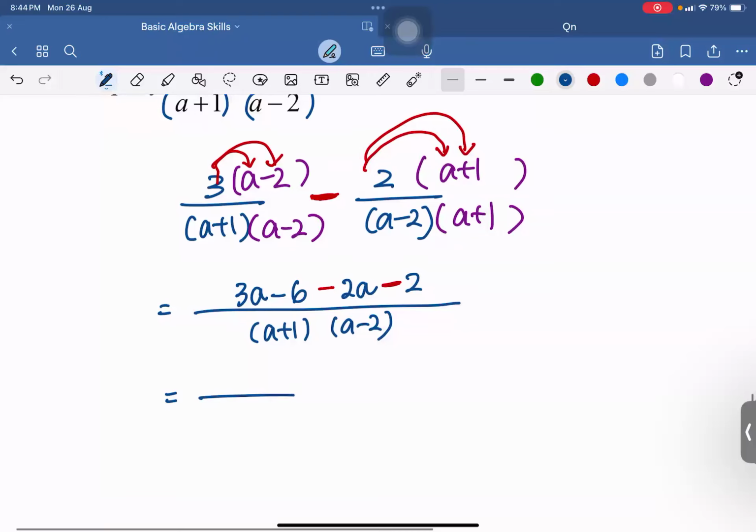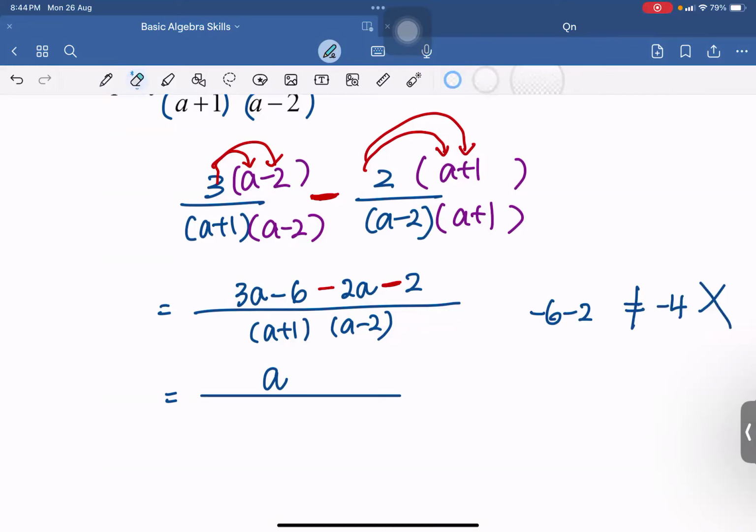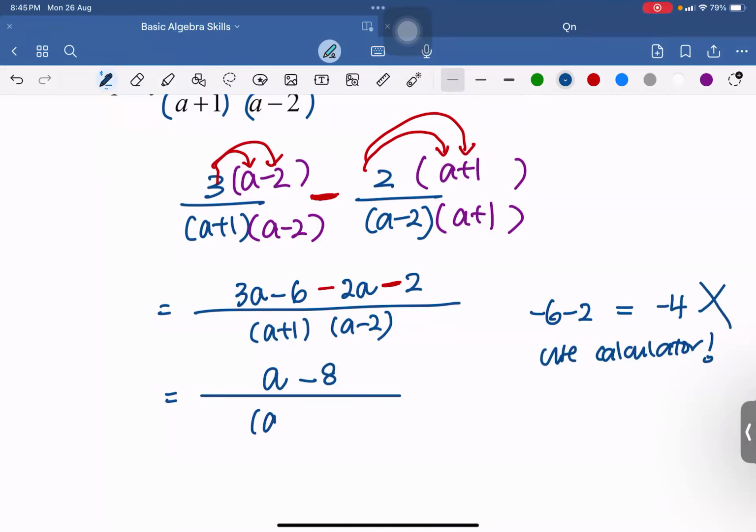Then we combine our numerator. 3a minus 2a left a. Minus 6 minus 2 is not minus 4. What is the number? Minus 8. Yeah, negative 8. Use your calculator. Don't do mental sums and then give me the wrong answer. A minus 2. Then done.